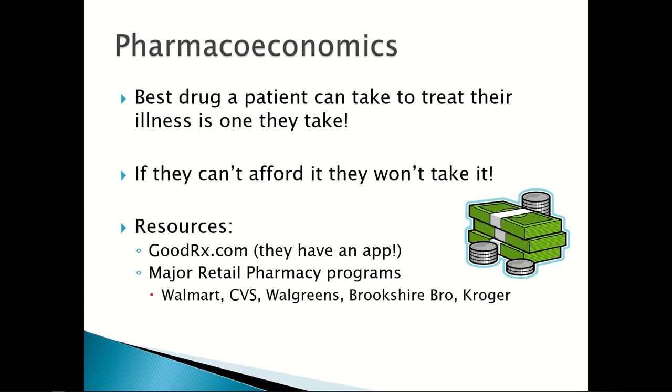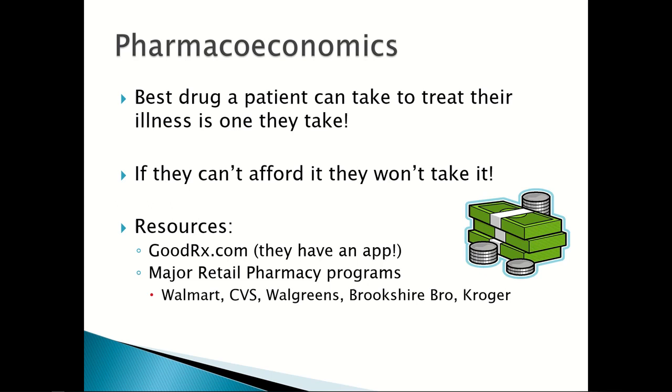So we need to use our pharmacoeconomic principles whenever patients are going home on medications from the hospital, from a clinic, from a community center, wherever they're at. We need to say, hey, let me look up your medication just to see what the price is. Can you afford that? A lot of our major retail pharmacies have programs. Walmart, CVS, Kroger's, Brookshire's, they all have programs that help patients get medications for $4, $5, or $10 a month.